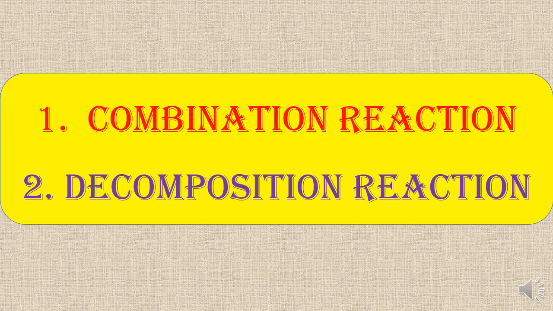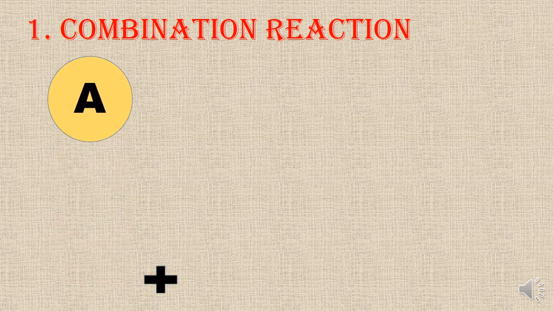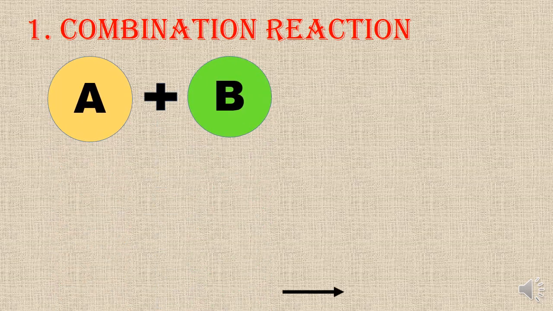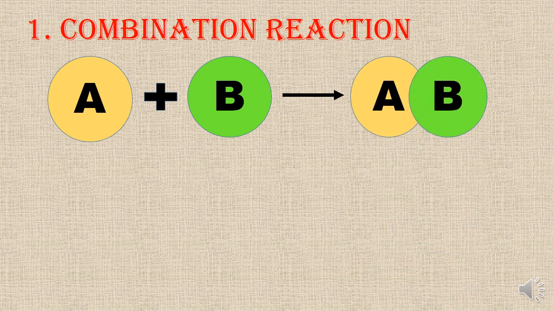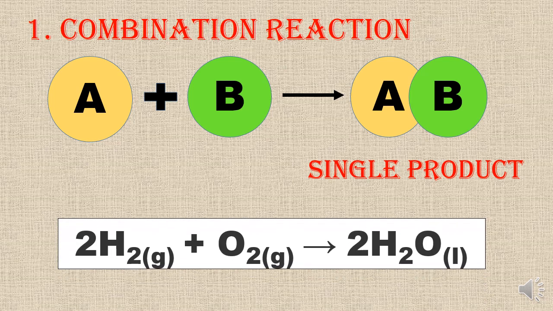In this video, we will learn the first 2 types of reactions, that is combination and decomposition reactions. We will discuss the other 3 types in our next video. Starting with the combination reaction. The reactions in which 2 or more reactants combine to form one single product are called combination reactions. For example, as you can see here, hydrogen and oxygen gases combine to form one product, which is water.